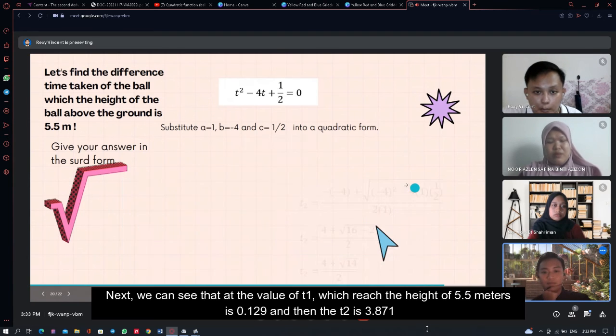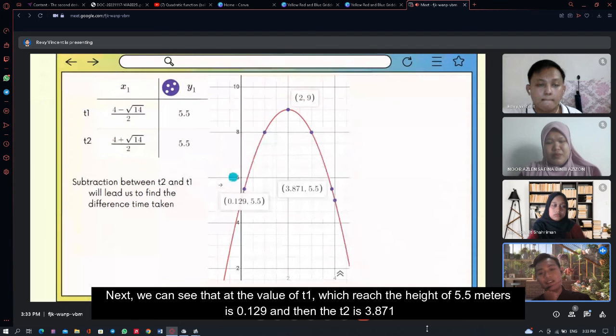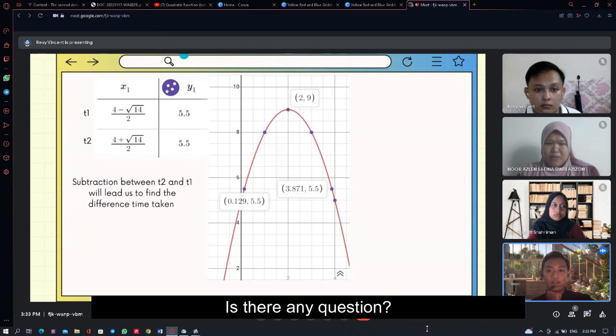Next. Here we can see that the value of t1, at which the ball reached the height of 5.5 meters, is 0.129, and then t2 is 3.871. Okay. Is there any question?